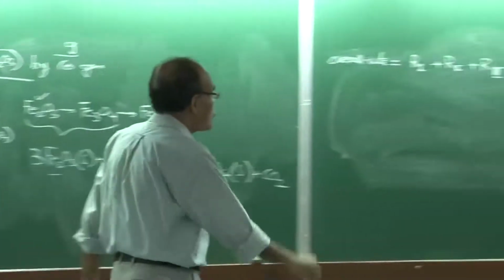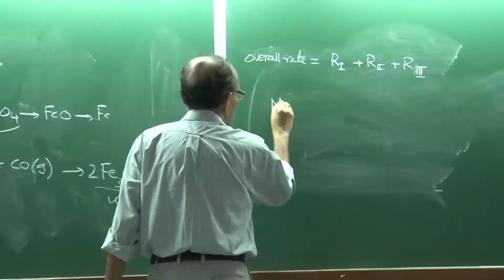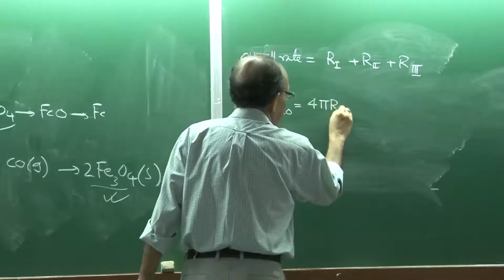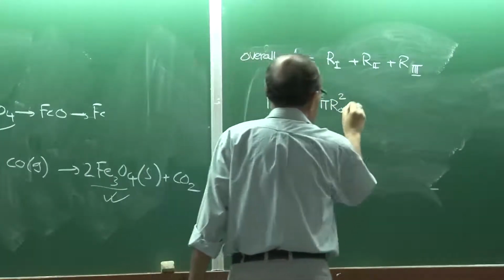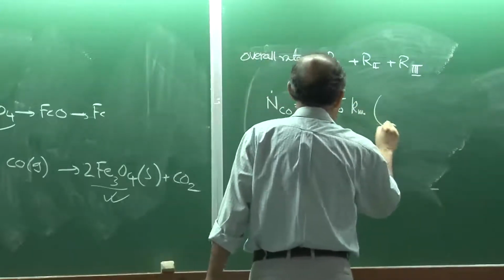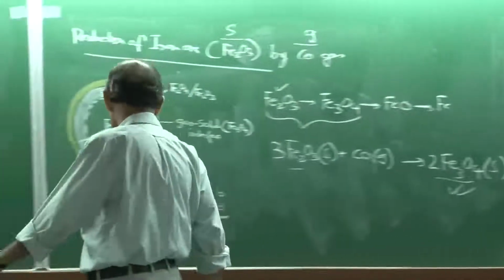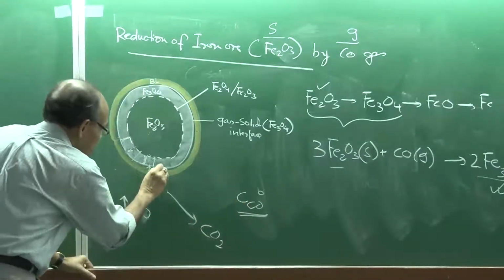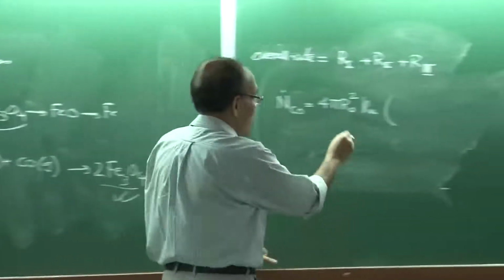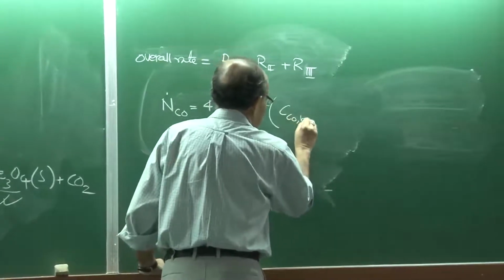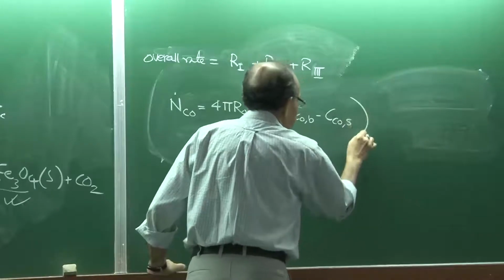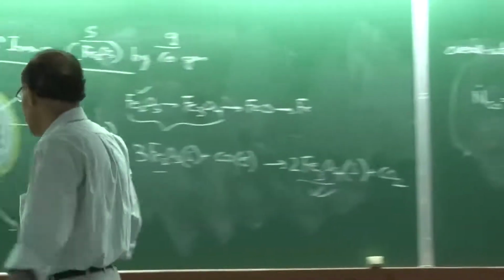The rate of transport across the boundary layer, n dot CO, is equal to 4 pi R0 square, this is the surface area, into the mass transfer coefficient, and then we have the concentration difference. The concentration difference here is the bulk concentration, and let us say this is the surface concentration. I do not know that surface concentration. I know the bulk concentration, CCO bulk minus CCO surface, and that surface is this particular surface.